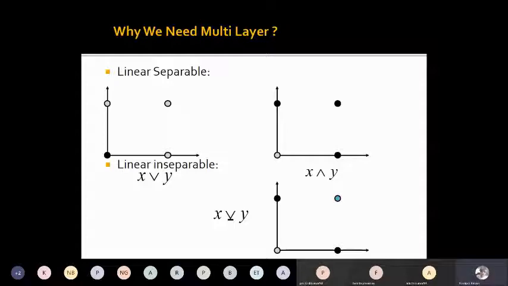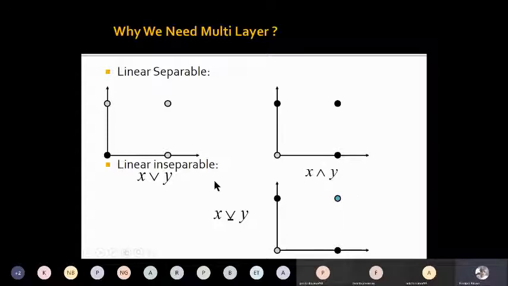X and Y is just the opposite. If both X and Y are 1, then the output will be 1. If either of X and Y is 0, then the output will be 0. And the XOR function is: if either X or Y is 1, then the output will be 1. If X and Y are equal, that means both are 0 or both are 1, then the output will be 0. So in this particular picture, the gray means 1 and the black means 0.